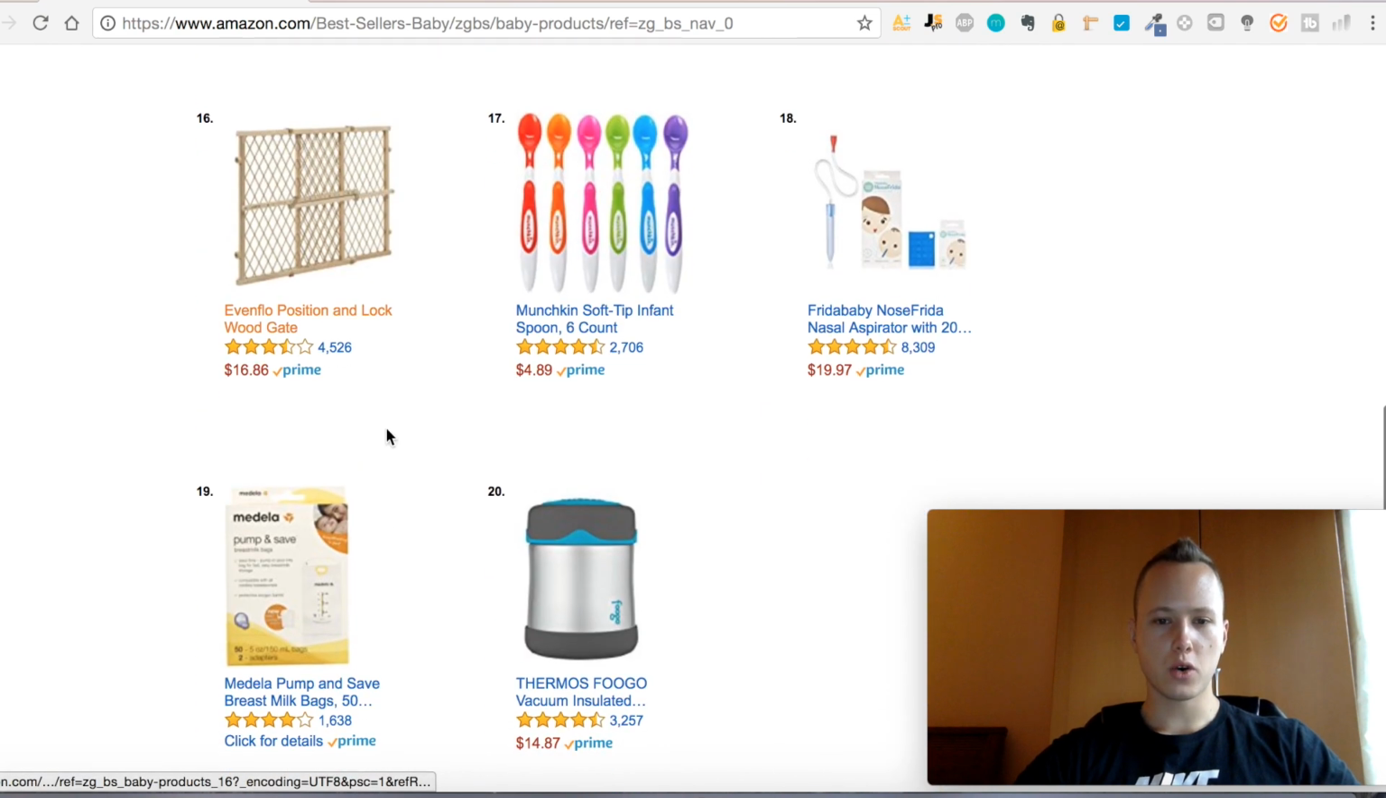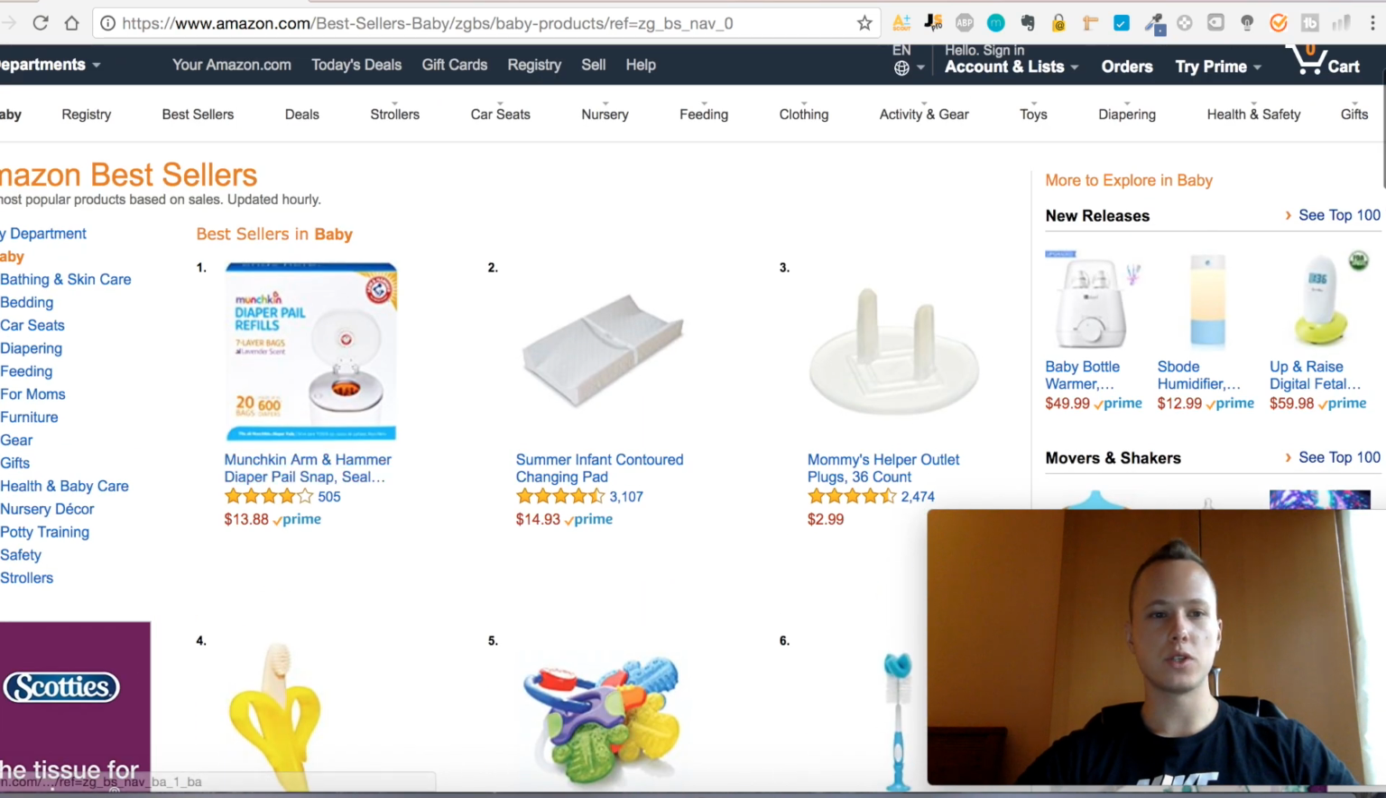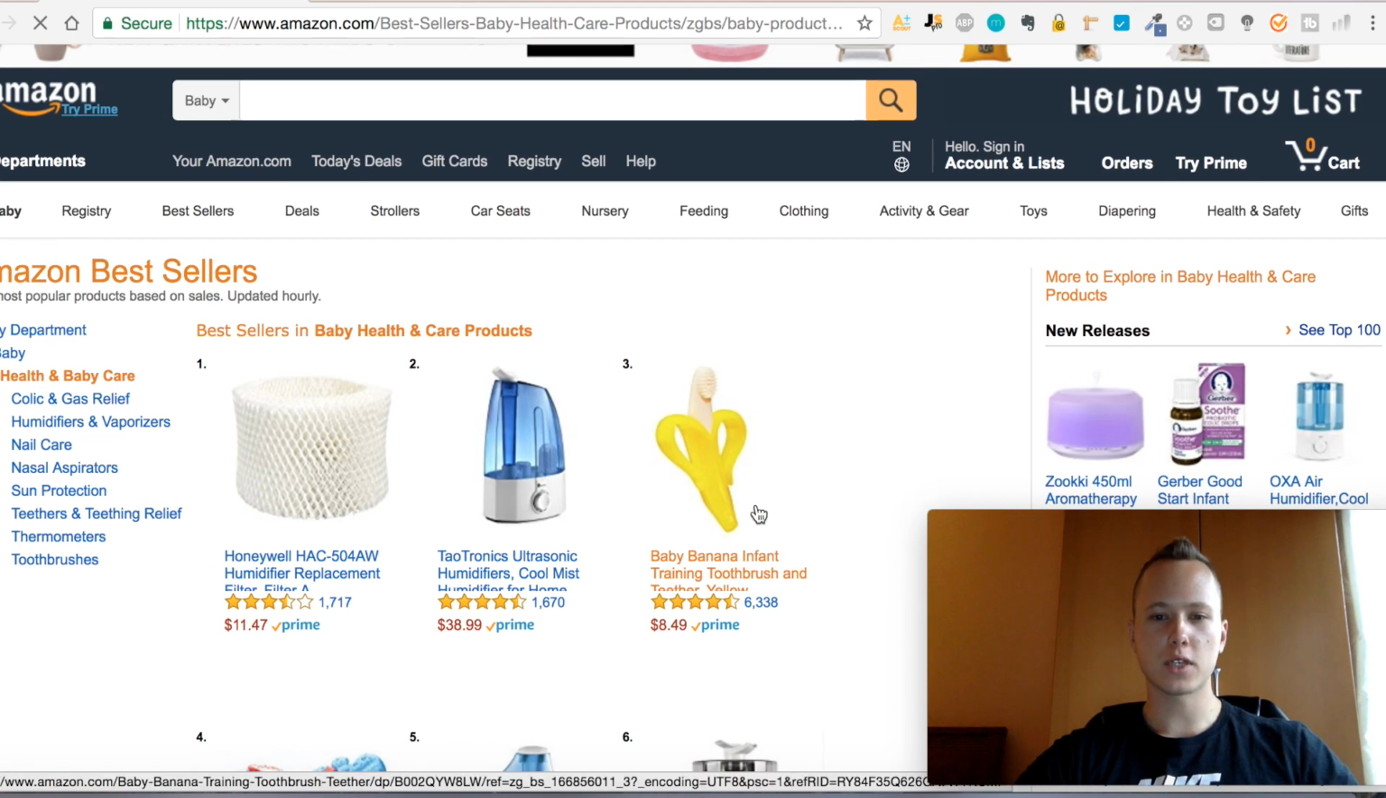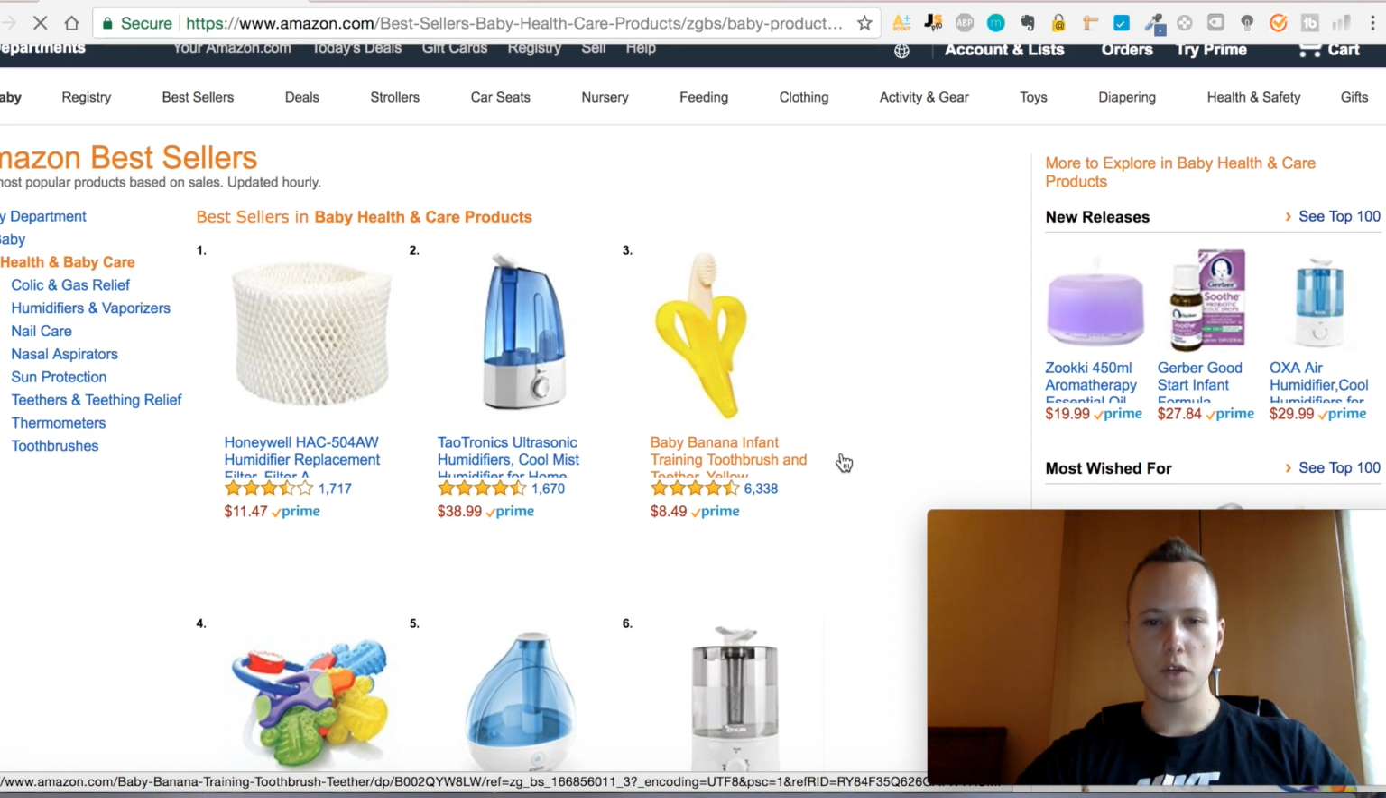But if we go into another category, what you would do is not go into just one category, you'd go into 2 or 3 subcategories. So we could go into baby health and baby care, and then you would find a private labeler in there. And by the way, they're very easy to find. For example, this baby banana infant training toothbrush and teether. This is clearly a private labeler.